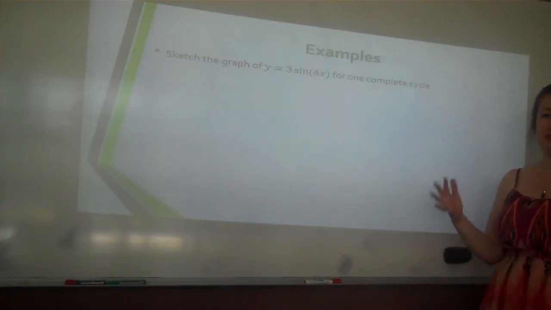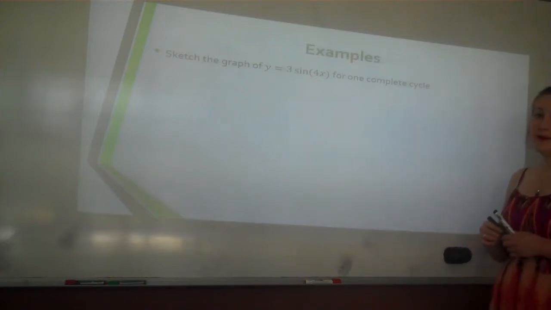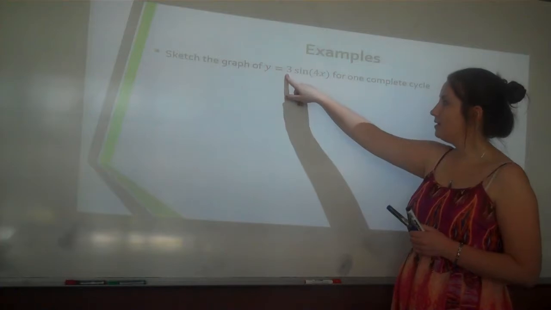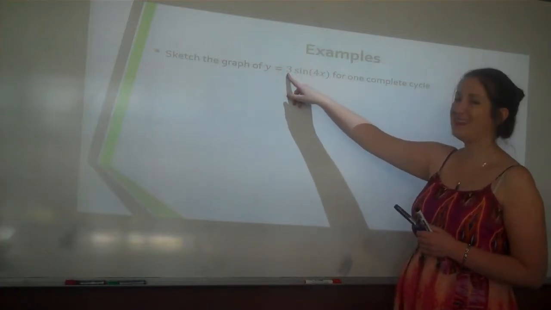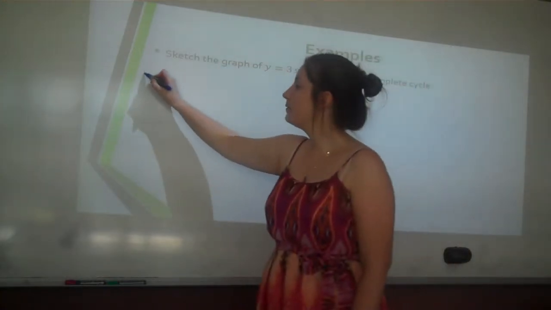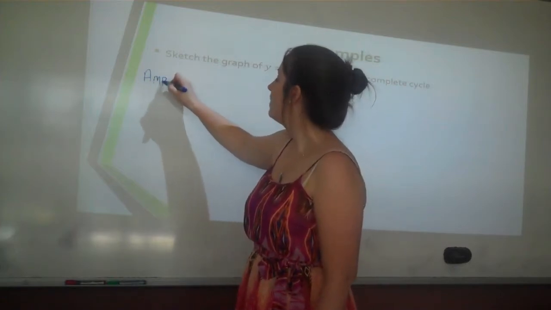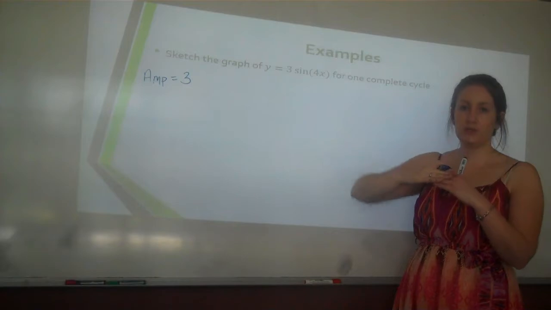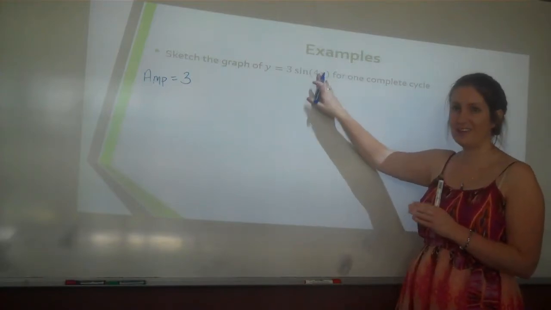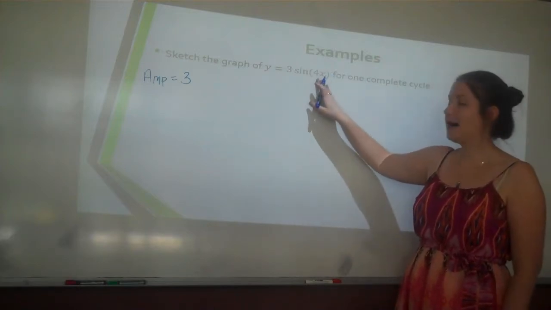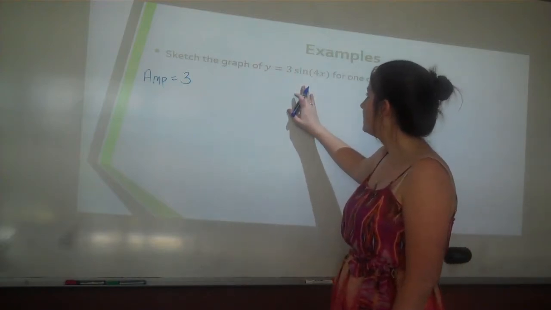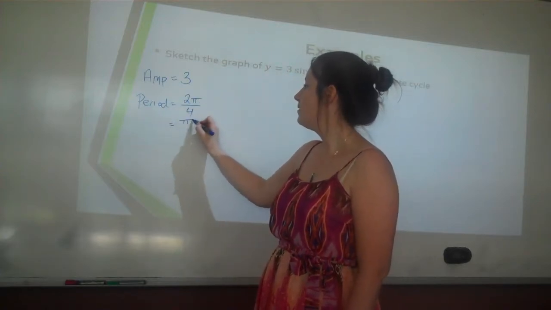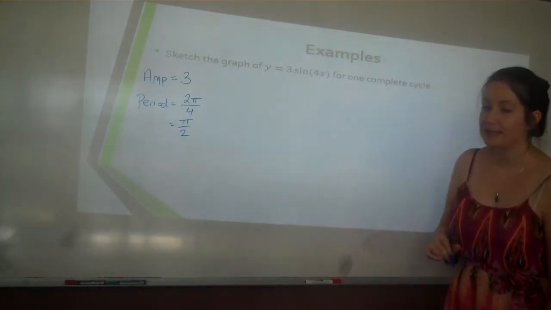In this case, they don't care what the domain is, just that you need to see one complete cycle. Let's think about the transformations. The 3 here means that it has been dilated by 3. It affects the y values, so dilated by 3 from the x-axis, which tells us that the amplitude of my graph will be 3. The 4 here is with the x, so it's affecting the x values, which means it's been stretched this way. So it's dilated by 1 on 4 from the y-axis. And our period we can figure out by taking 2 pi over 4, which means our period will be pi over 2.